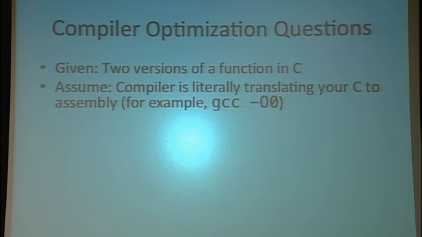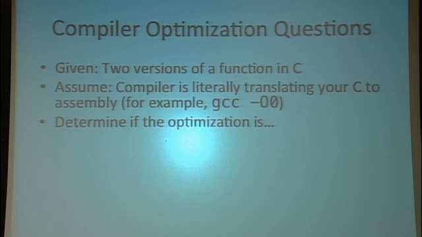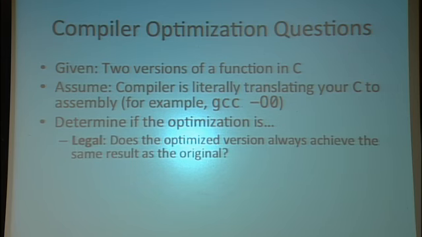So you are assuming that your compiler is doing a literal translation, and then you are asked to determine 3 properties about the optimization, going from the before to the after. The first thing is whether or not the optimization is legal. When we define legal, we mean that the optimized version always preserves the same behavior as the other version. It should be relatively simple to infer from the code snippets what the intended purpose of a function is. You are to determine whether or not the optimized version acts like the unoptimized version as far as the correctness of the result.